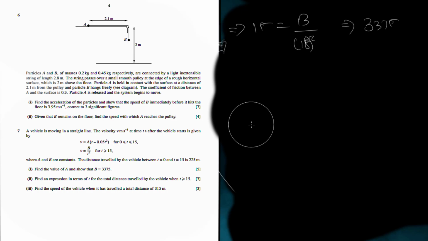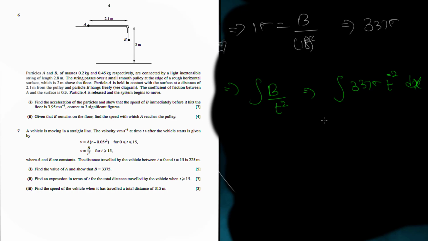Part 2: find the expression in terms of t for the total distance traveled by the vehicle beyond 15 seconds. So we have to find the integral of v, which is b over t squared. Now we know the value of b is 3375, so this would be the integral of 3375 t to the power of minus 2, using laws of indices, dt. This gives 3375 t raised to minus 1 divided by minus 1, plus c. So s is equal to that plus c.